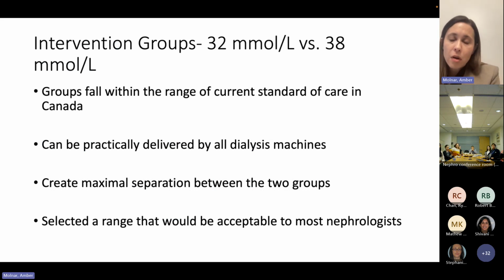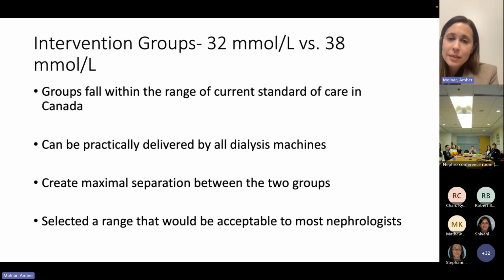One of probably the hardest decisions about this trial was deciding on the intervention groups. We recognize that the choices that we have selected are not necessarily perfect, and there are all sorts of different ways to do this trial. We landed on these two groups after consulting with a lot of nephrologists and also with our patient partners who helped with the design of this trial.